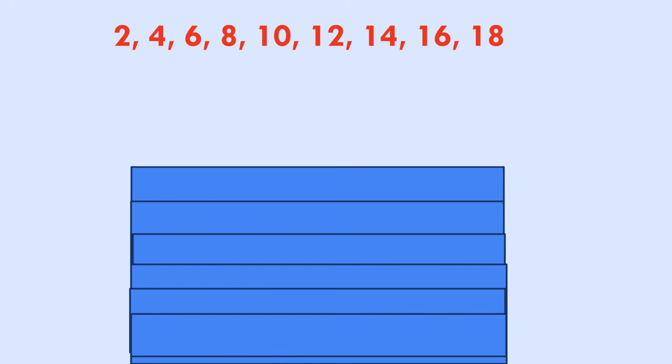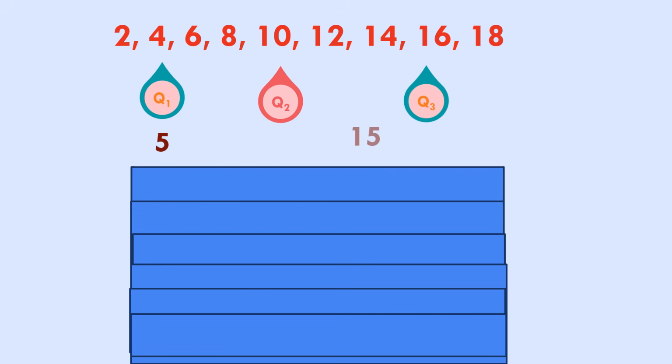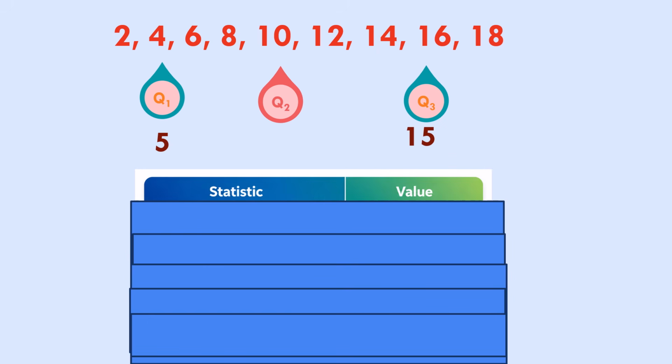From the given data 2, 4, 6, 8, 10, 12, 14, 16, 18, the quartile 2, the center, is 10. Then we find the lower quartile and the upper quartile. The center of the lower half is between 4 and 6, so that is quartile 1. The center of the upper half is between 14 and 16. 4 plus 6 is 10, divided by 2 is 5, and 14 plus 16 is 30, divided by 2 is 15. The answer for quartile 1 is 5.